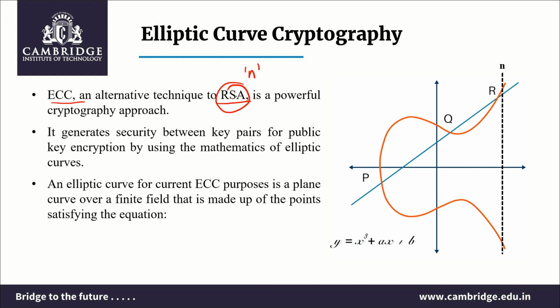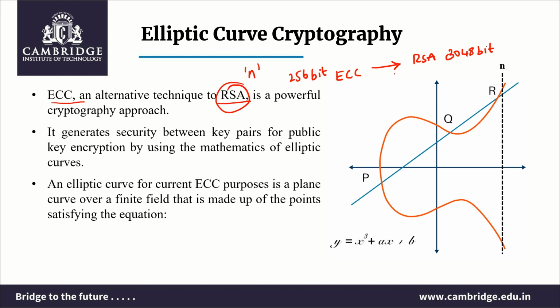Now, elliptic curve cryptography provides security equal to RSA, but by using an even smaller key size than what RSA was using. To tell you, a 256-bit key size with respect to ECC, that is elliptic curve cryptography, provides the security provided by RSA using about 3072 bits or so. So that much difference we have between ECC and RSA.